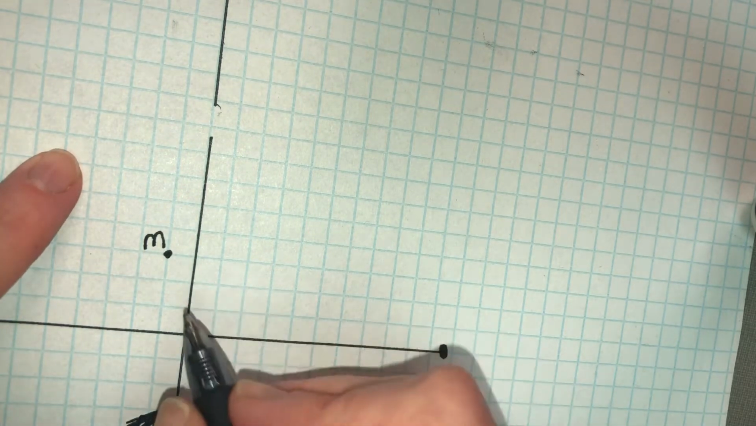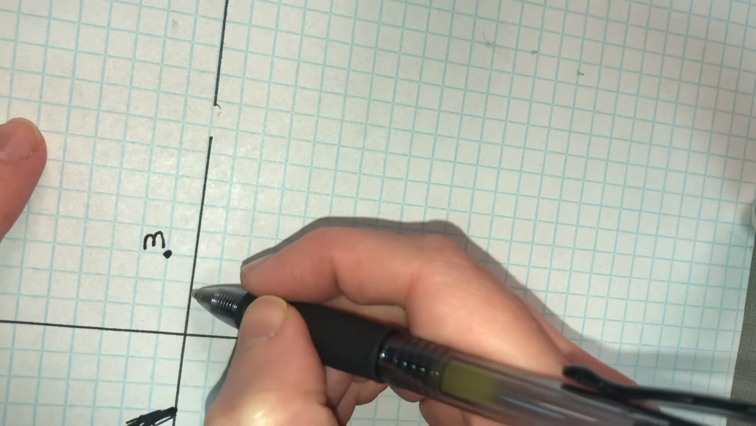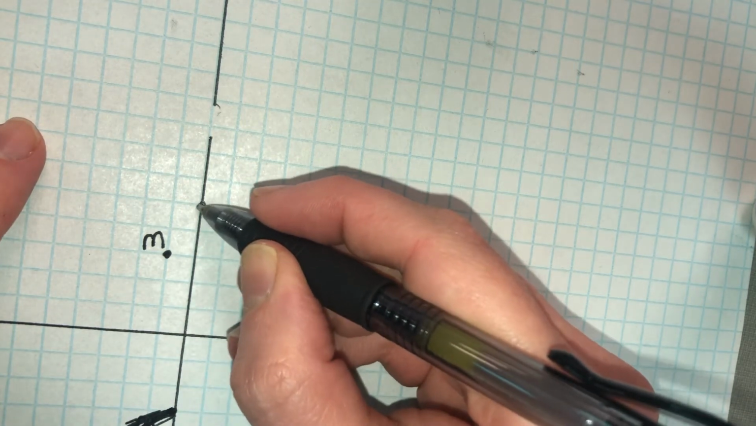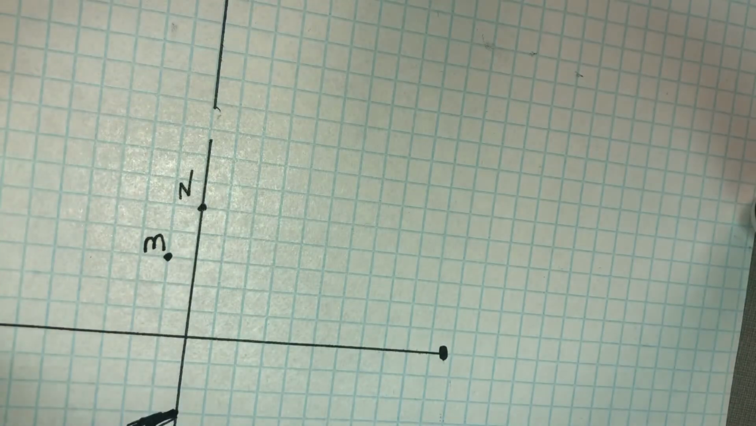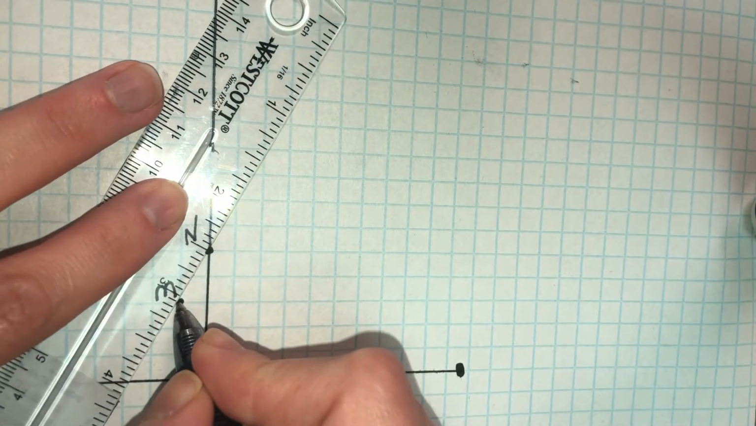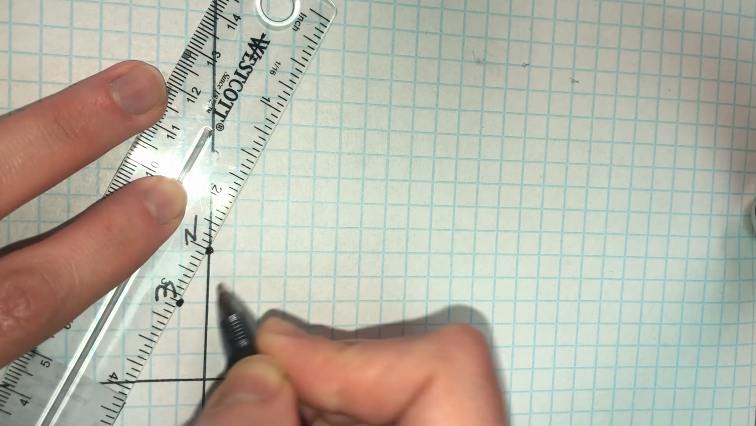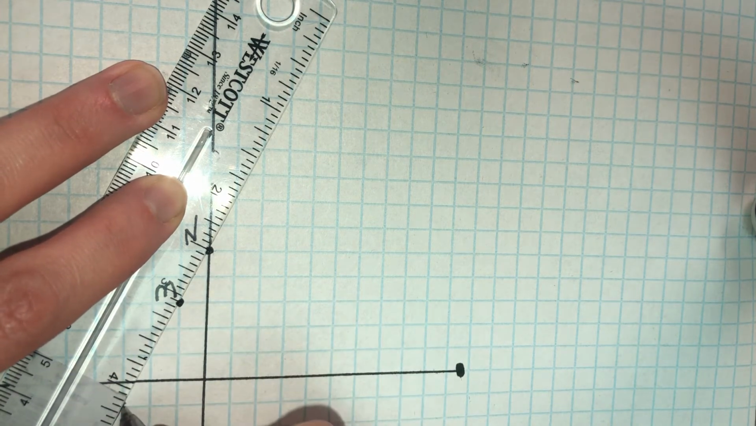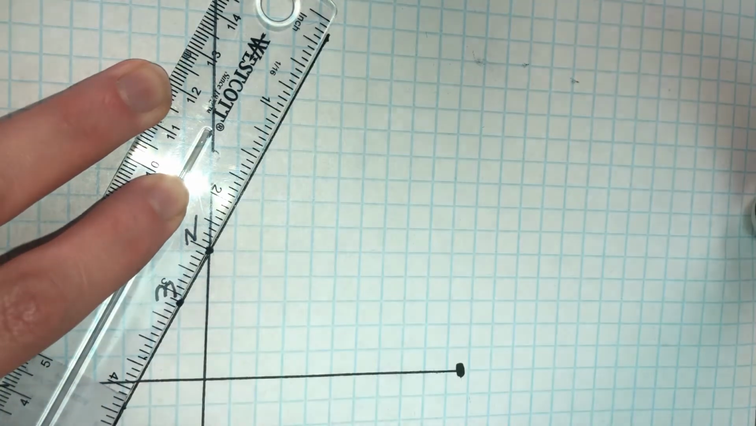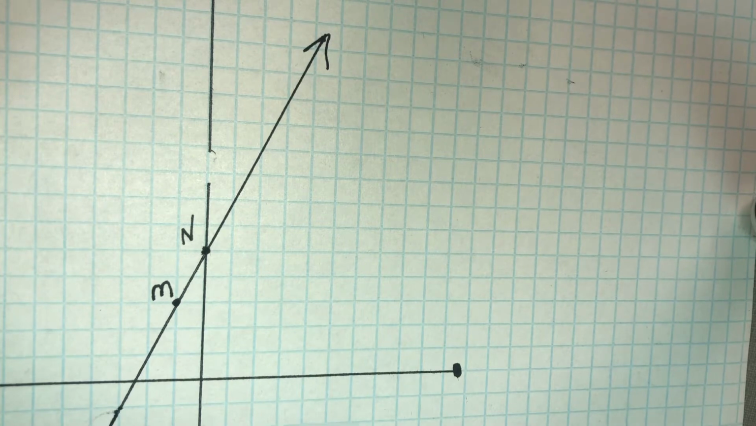Okay. N is at 0 for X and 5 for Y. 1, 2, 3, 4, 5. There's point N. So there's my line from M to N. Try to get that real good and lined up. All right. There's the line MN.